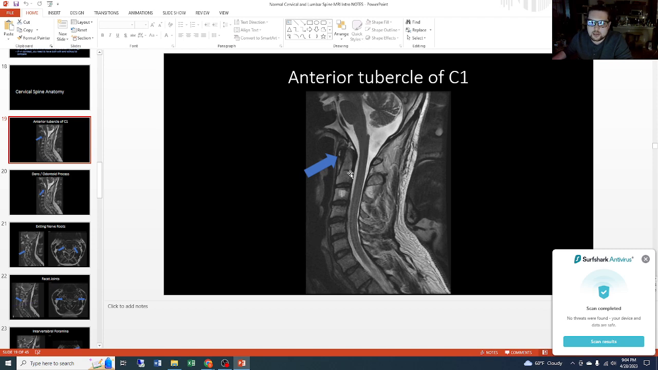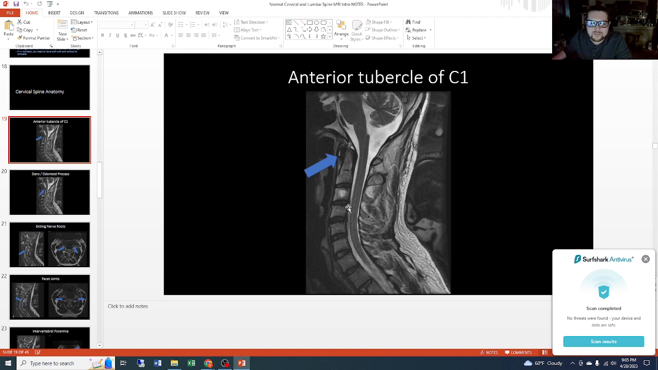So come in here and look through and identify all the different structures. We can see the pons, the medulla, the cerebellum. Here is the spinal cord, as well as then the spinal canal. You can see the spinous processes. The nuchal ligament running here through the back, the sub-Q fat, as well as then the anterior tubercle. Here coming up, there is the dens of C2, C3, C4, C5, C6, C7, T1.